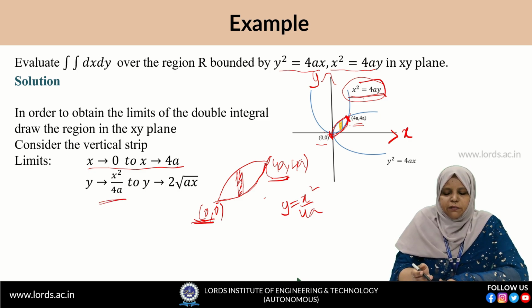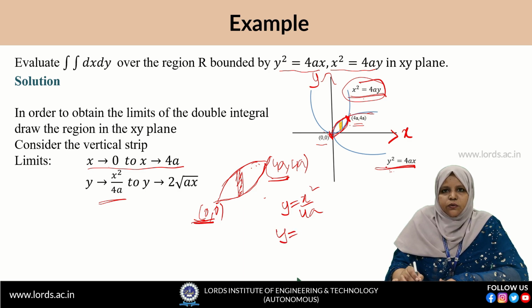Now to get the upper limit of y, what should I see? I should see the upper end of the strip. Where have I placed the upper end of the strip? On this curve. What is that curve? y square is equal to 4ax. In this, what do I need? I need the value of y. So to get the value of y, what should I do?